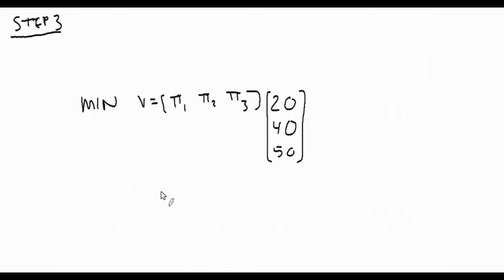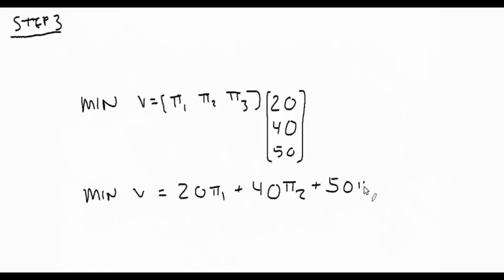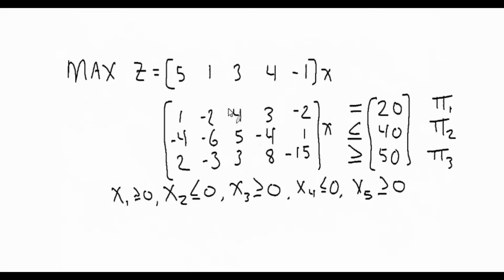So that is just minimize v is equal to 20 pi 1 plus 40 pi 2 plus 50 pi 3. So now we're going to do step 4. And step 4 is creating the dual constraints.